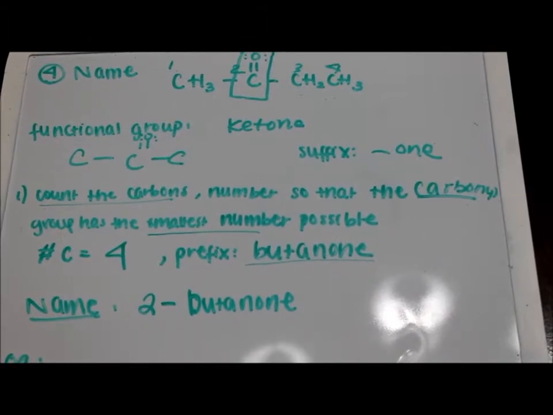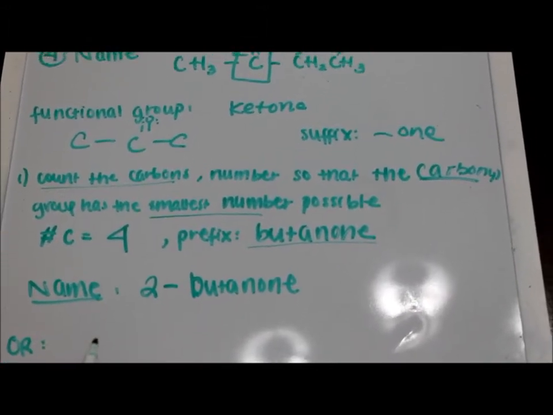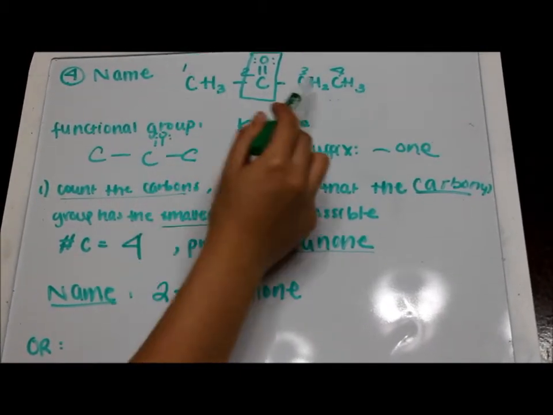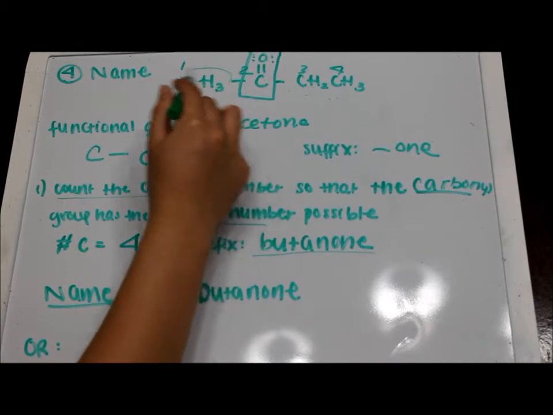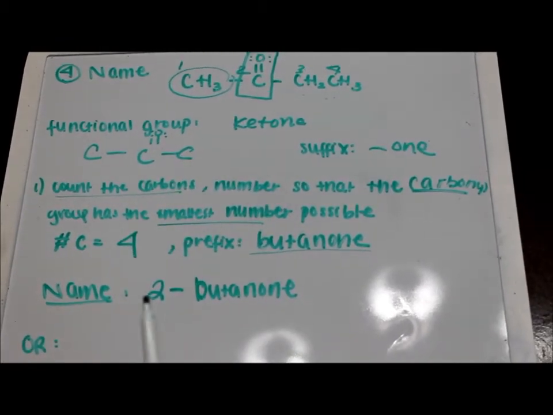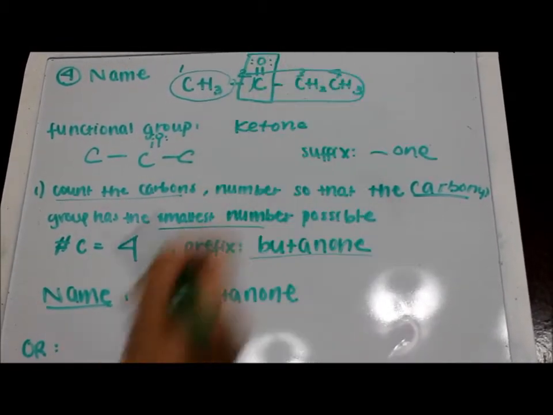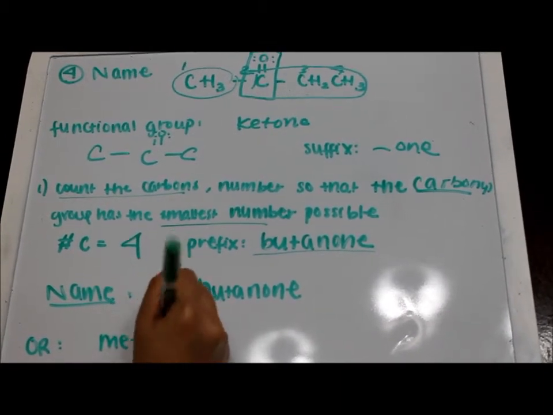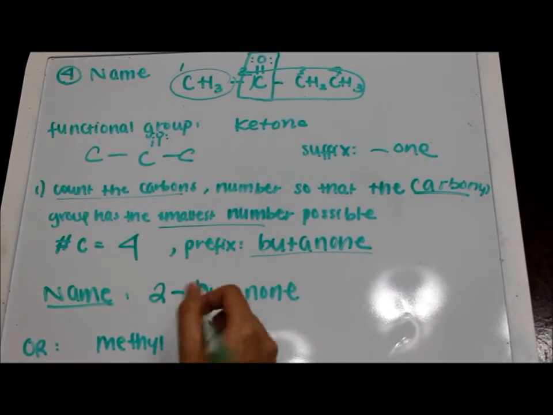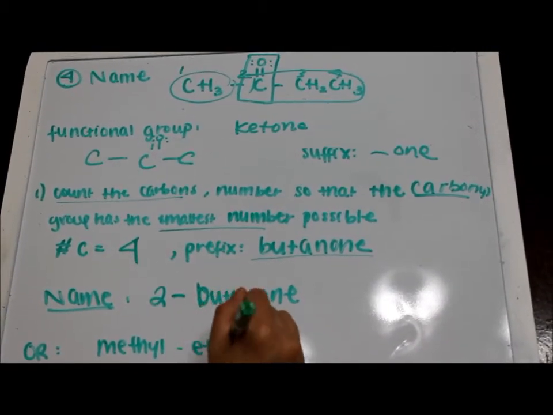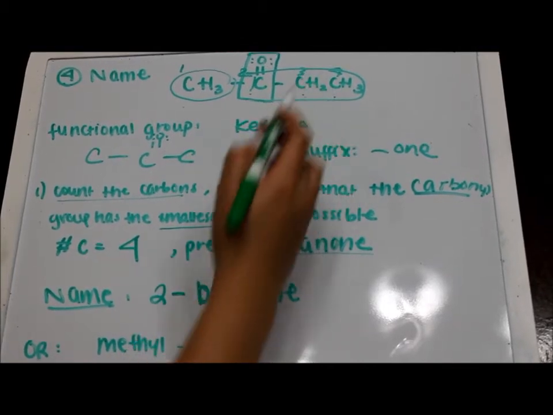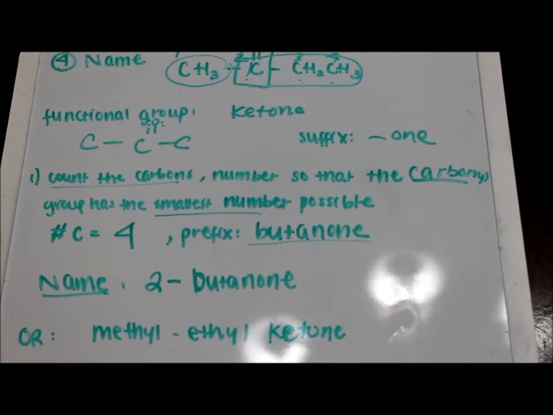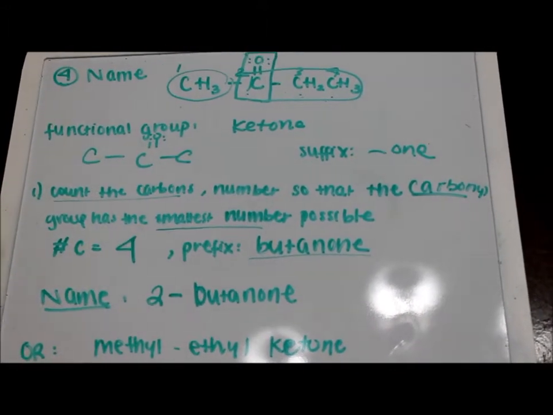Another way to name this ketone is to see the methyl over here as a substituent group, and that there is the parent chain. So you can also see it as methyl, which is the CH3 substituent group, and ethyl, which is 1, 2, 3. Ketone. That's an alternate version of how to name that compound.